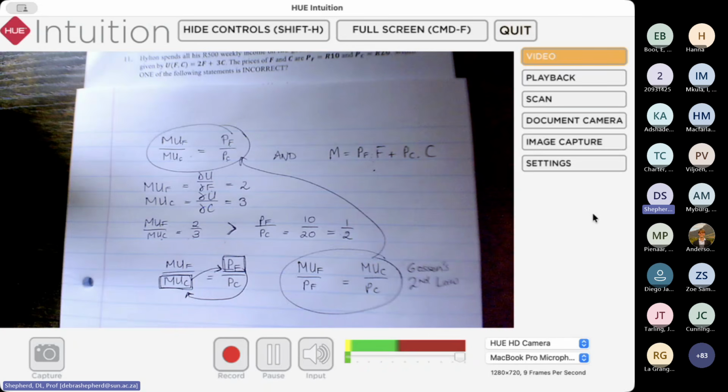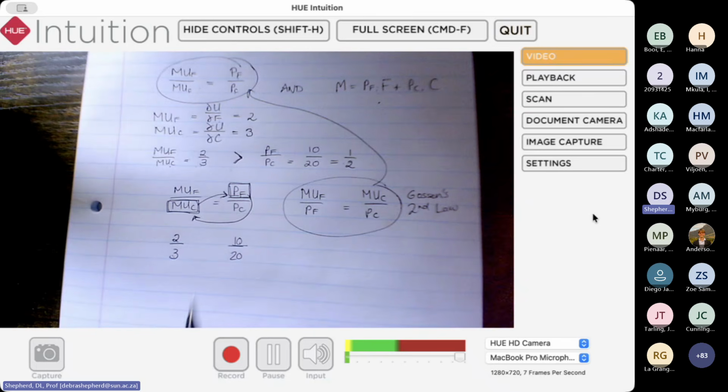If I rearrange that formula to be MUF over price F, I would have 2 over 10. So this is MUF over price F. And the other side is going to be 3 over 20. And that's the MUC over the price of C. This would be the same as 1/5. And 3 over 20, I can only keep it as 3 over 20. So let me put it in common values. So 2 over 10 would be 4 over 20.